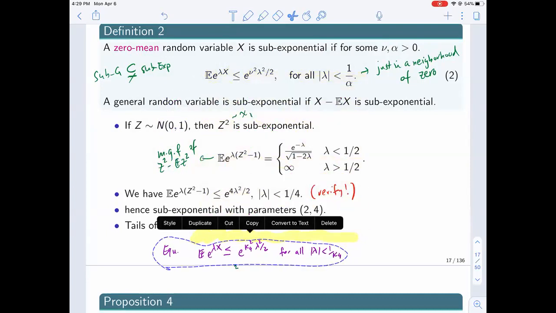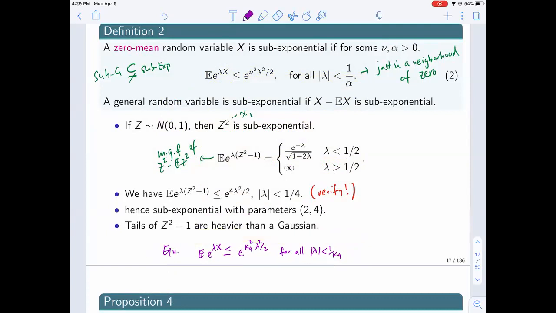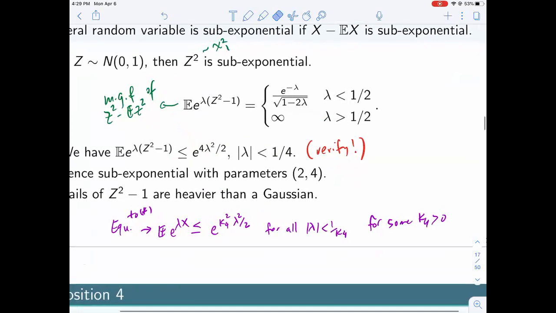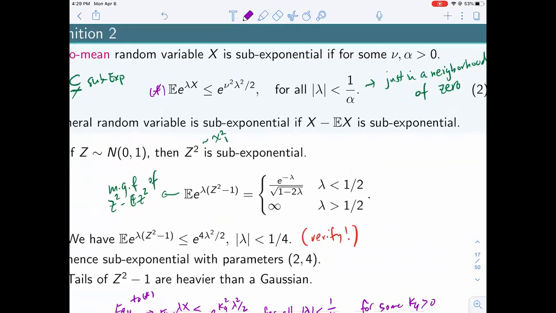Let me put this down here. So, equivalent to the star is this for some k4. Why is that? You can choose k4 to be the max of nu squared and alpha. Yes. So basically, the idea is that I can always increase alpha. If I increase alpha, the bound still holds. If I increase nu, the bound still holds. So I can keep one and increase the other to match. Whichever is the largest, I keep that one fixed and increase the other to match it. So I can always use one constant.